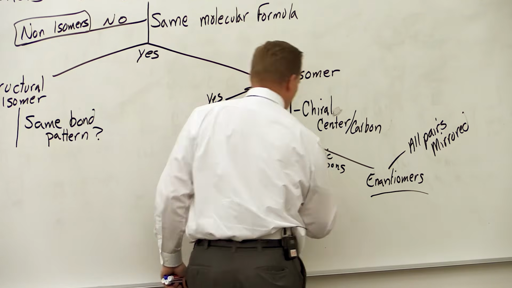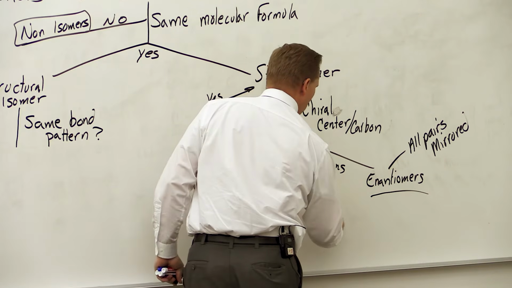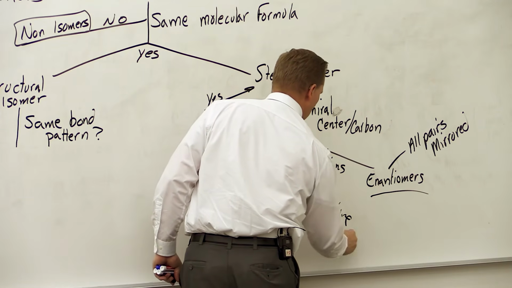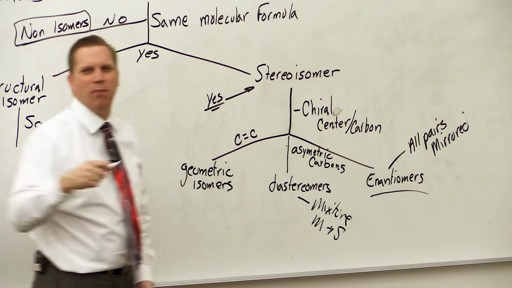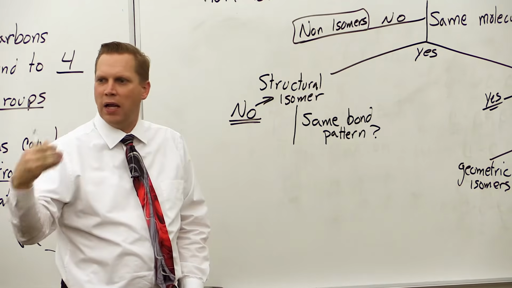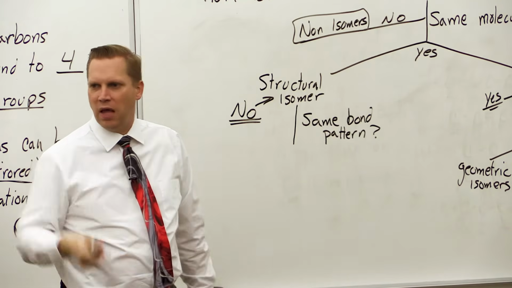And so diastereomers occur when we see a mixture of mirrored and same orientation. And it doesn't matter how many S's or M's there are, as long as there's at least one S and at least one M, then it's a diastereomer.